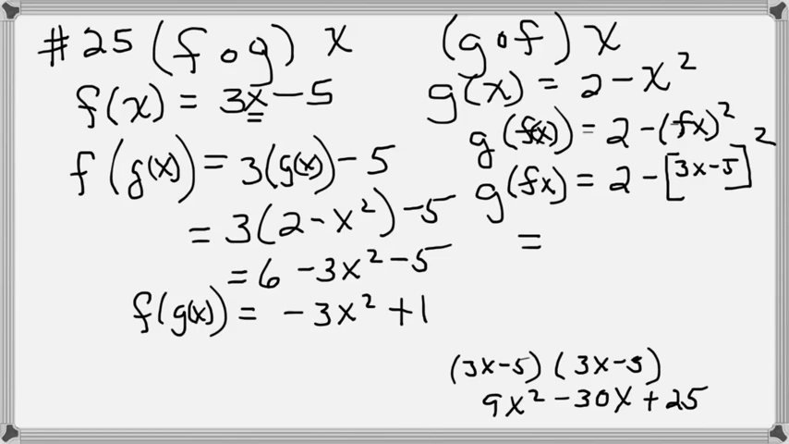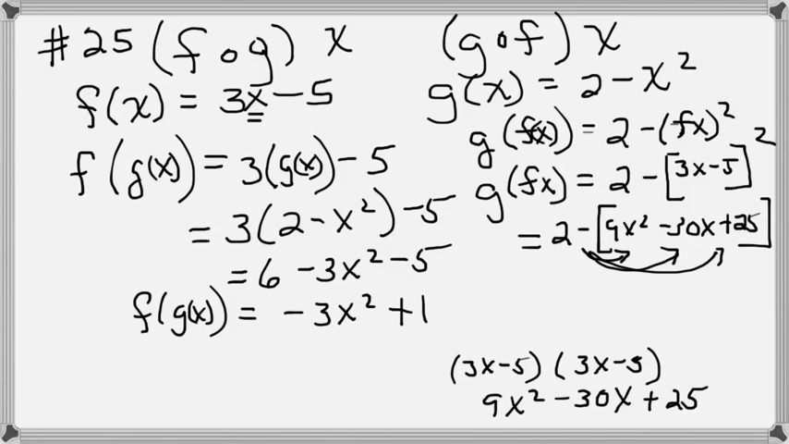Alright, if I take that, I now have 2 minus the 9x squared minus 30x plus 25. Now I have to distribute that negative through each one of these, so don't forget that, because you'll come up with the wrong sign if you don't. Alright, 2 minus 9x squared plus 30x minus 25. Now put your like terms together, and you'll get negative 9x squared.